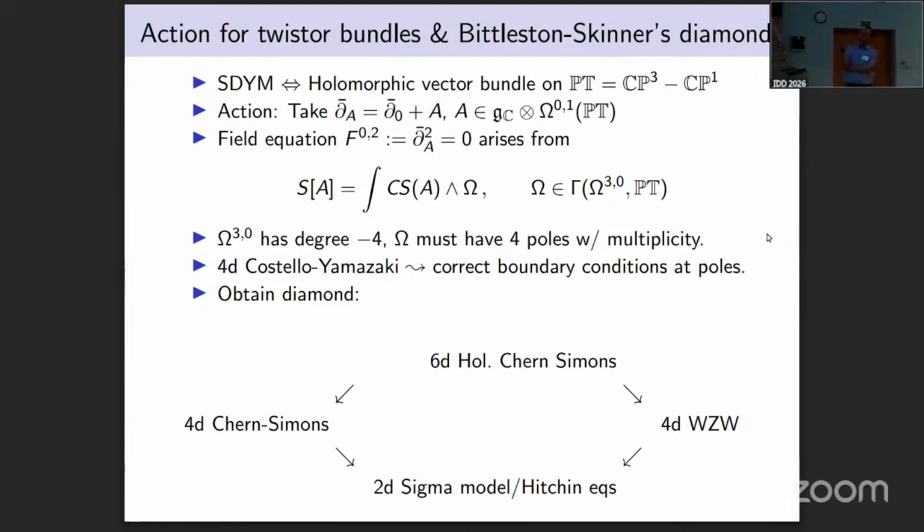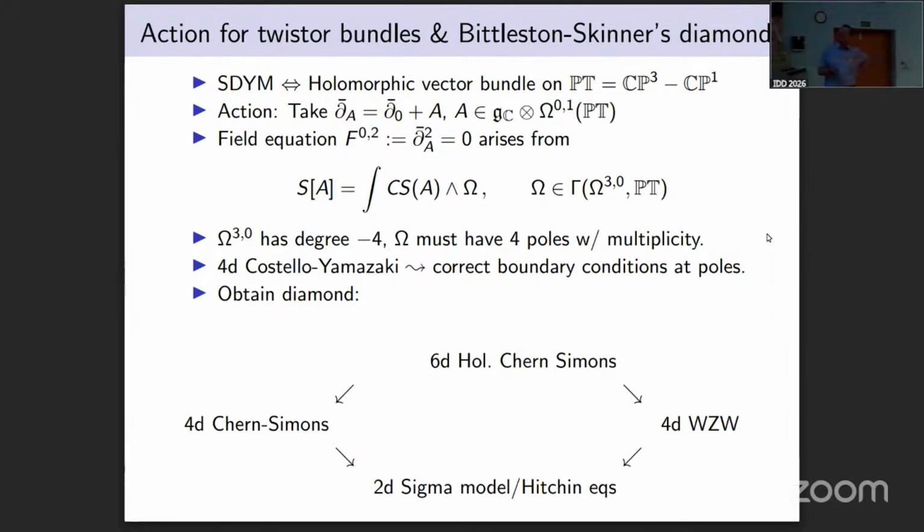Okay, so we sort of half knew this in the 90s. But what we didn't know how to deal with was the fact that the twistor space is not Calabi-Yau. In fact, the canonical bundle has degree -4, and that means any choice of holomorphic volume form must have 4 poles up to multiplicity. So you could have 2 double poles, for example, or 4 separate poles, as you like.